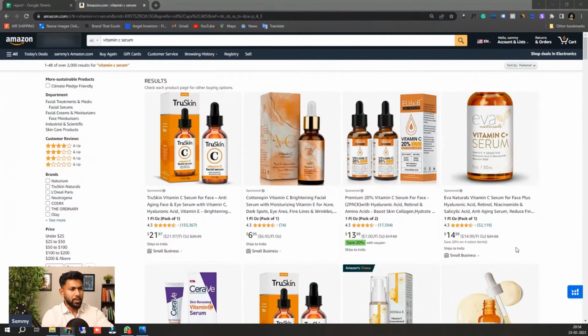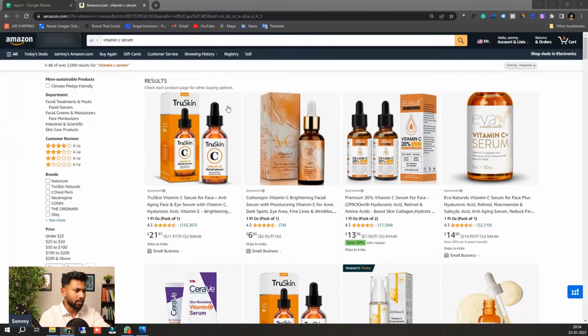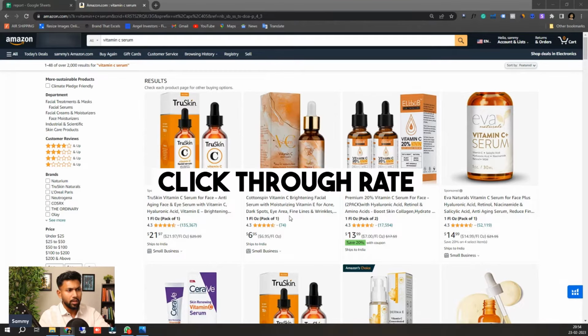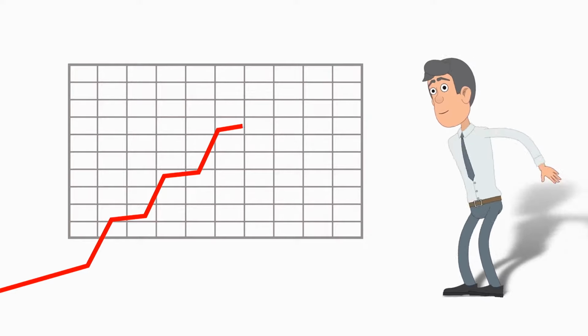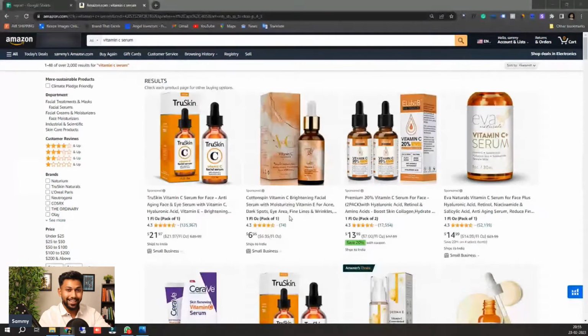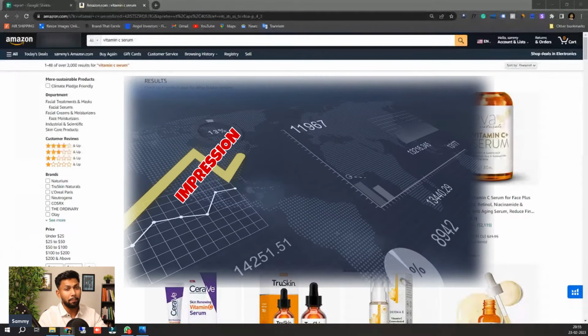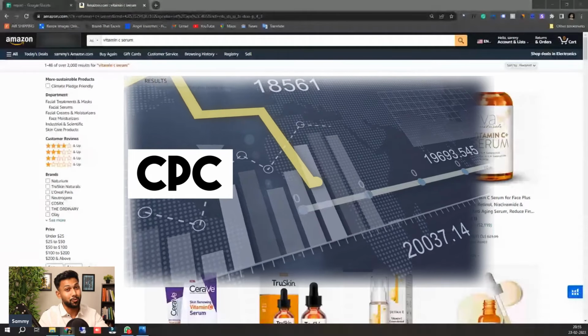Here on my screen, I have searched for vitamin C serum, and you can see a lot of listings. Now, what are the things that influence click-through rate, or CTR? Obviously, if your CTR is high and relevant, your cost per click is going to go down. And if your CTR is low and irrelevant, then your cost per click is going to go up, as Amazon has to show your ad to multiple people. That means your impressions will be very high, and as a result, your cost per click will also be very high.